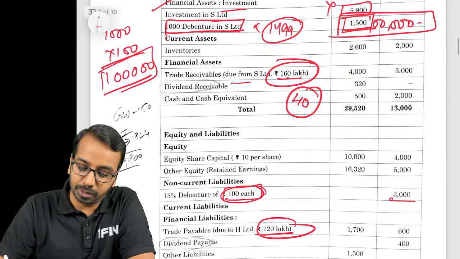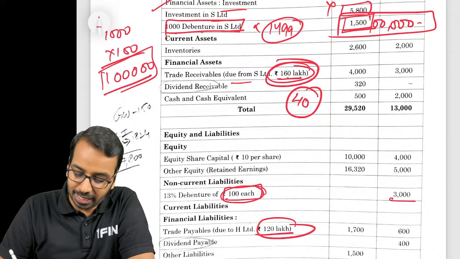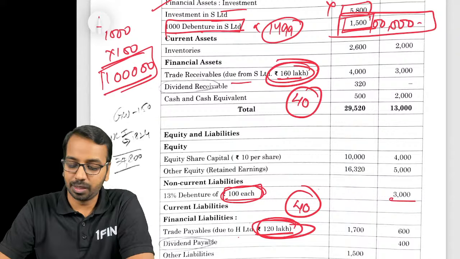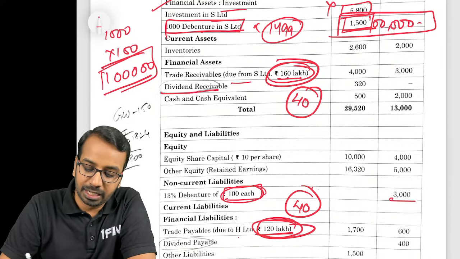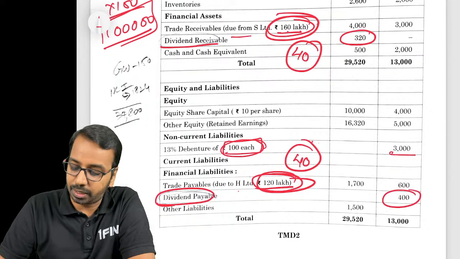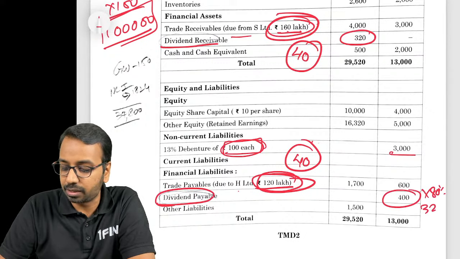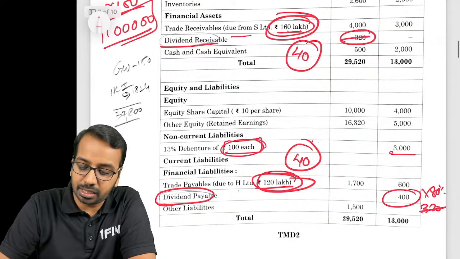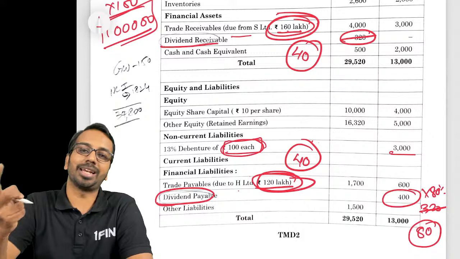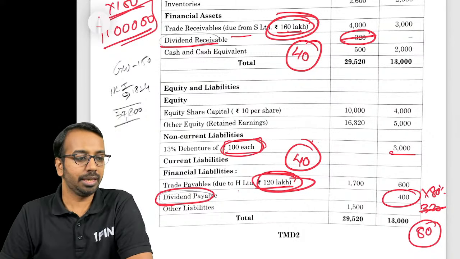Then you have trade receivables 160 lakhs due, and here you have trade payables 120 lakhs due. In the adjustment they have said that 40 lakhs is in transit, so that you will consider. Dividend receivable they are saying 320. Here they are saying dividend payable 400. So 400 into 80% if I do, I get 320. This 320 and this 320 gets eliminated. Whatever is payable to NCI, balance 80, that is what we will be showing, right?